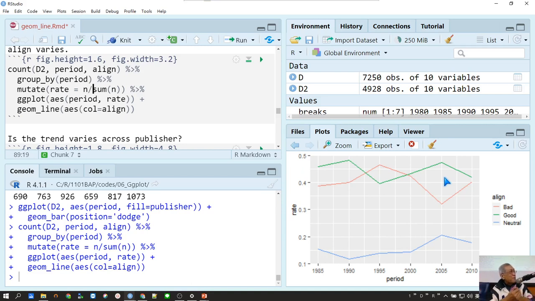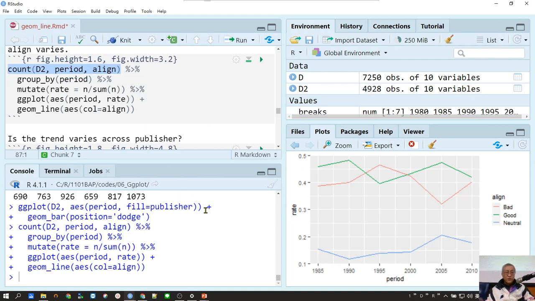You actually need to combine dplyr and ggplot, right? That's why we need to teach these two packages together. Usually they need to be used together, and in a business analytics situation, they are very useful if you chain them together. So first of all, we want to do this: we count D2 by period by line.